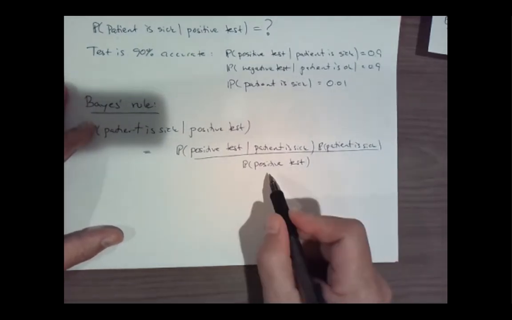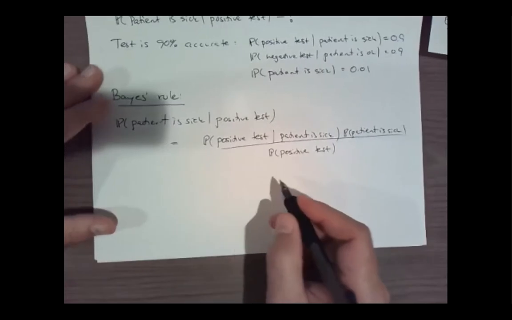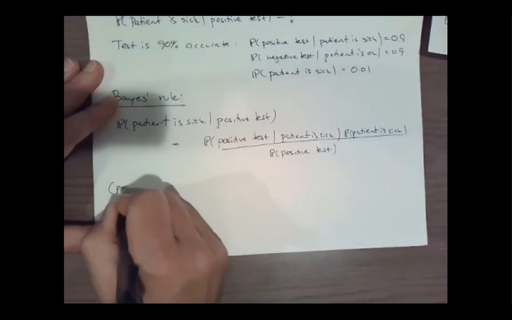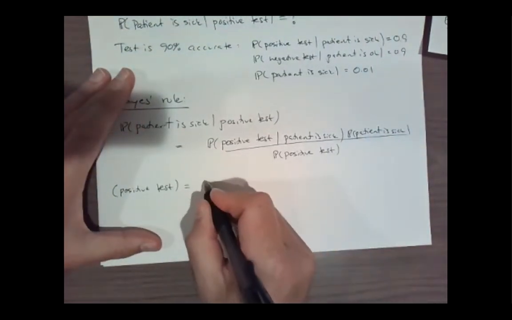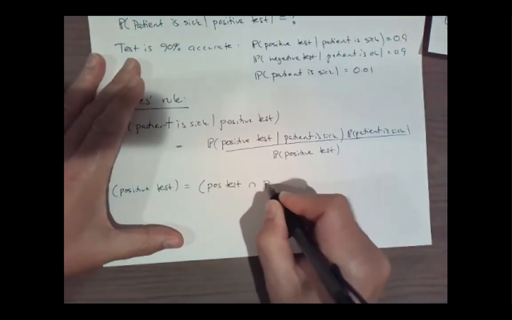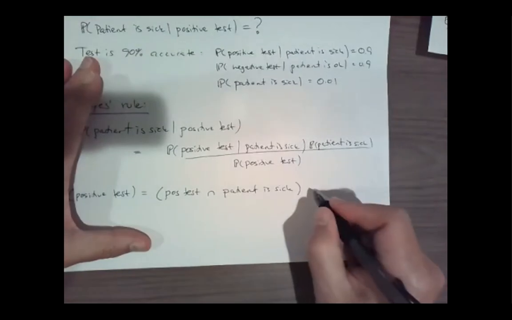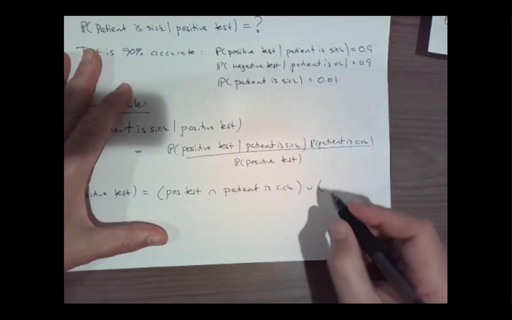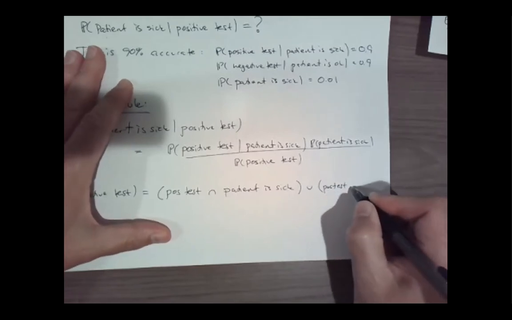Is the bottom the law of total probability? Yes, that'll be one way to get at this one. To get this, we say that the set of a positive test, I can write as the positive test intersected with the patient is sick, because either you're sick or you're okay, and then you do a union. So this is a disjoint splitting. The union of the patient is sick and the patient is okay gives me omega. So I'll have a positive test intersection with patient okay.